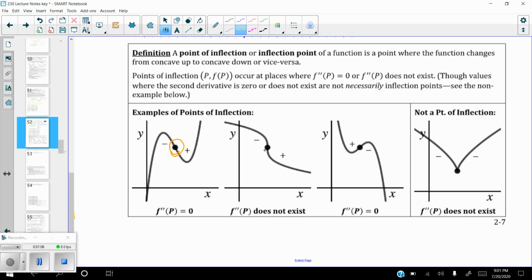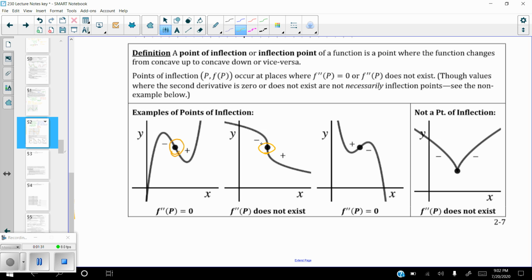The second derivative doesn't exist because it would be undefined here, be a vertical, be a vertical asymptote or something. I'm actually not giving you the right word there. It'd be a vertical tangent, excuse me. That's what I was looking for. But anyway, you can see how it changes from concave down to concave up right there at that point.